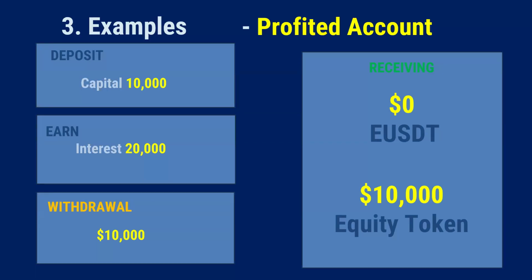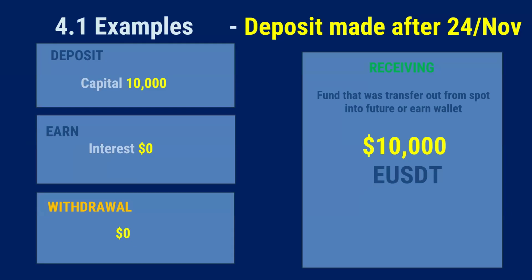So next example. Okay. Deposit made after 24th November. Deposit made $10,000. Interest is 0. Withdrawal is 0. All right. Fund that was transferred out from spot into future or earn wallet, because you may want to do trading or you want to do a staking program but didn't do it on time. Your 10,000 will be converted into EUSDD.